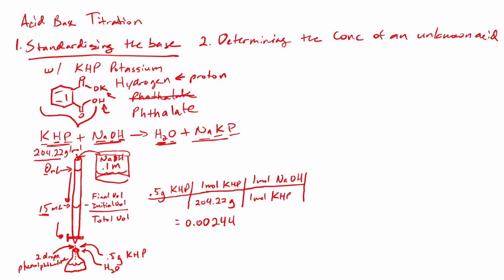Just remember, the reason why I do the dimensional analysis is because I can very easily go in, just like we do when we do metric conversions and all kinds of other conversions. I can cancel out grams of KHP with this grams of KHP down here. Sorry, I forgot to put KHP right here. Then I can cancel out moles of KHP. And now I'm left with moles of sodium hydroxide, which is what I needed. So now I have 0.00244 moles of sodium hydroxide.